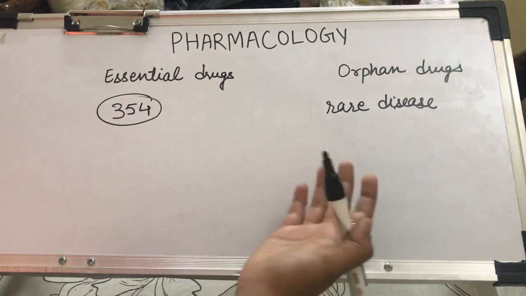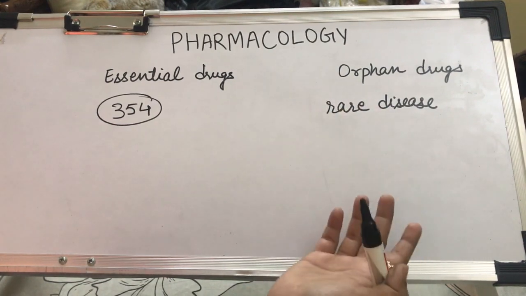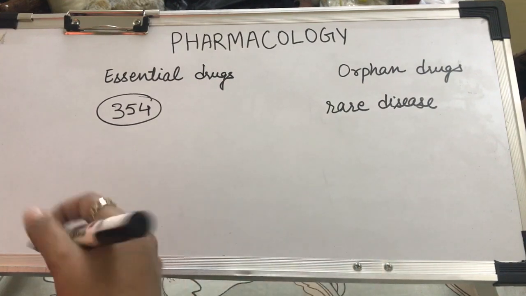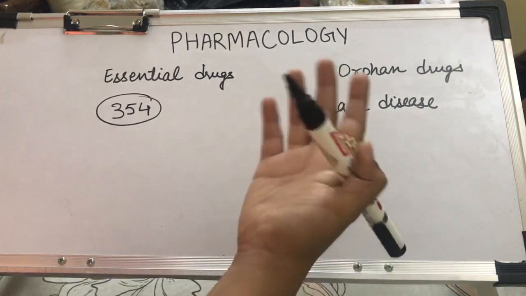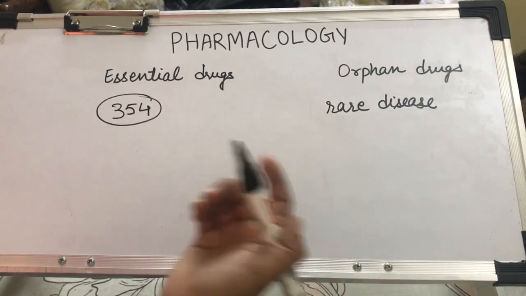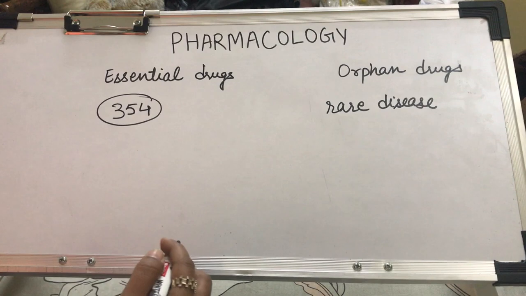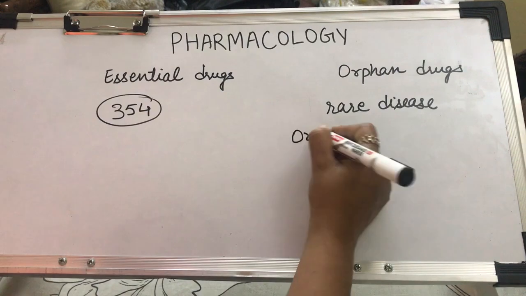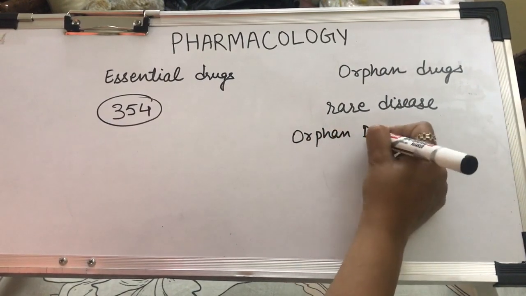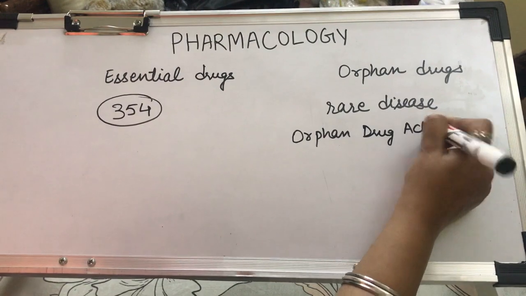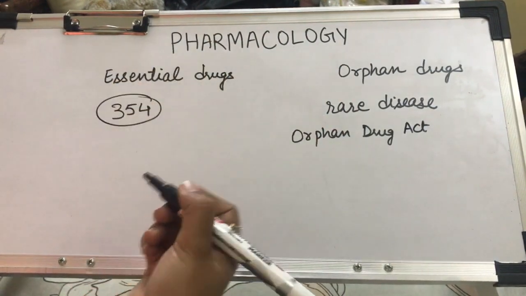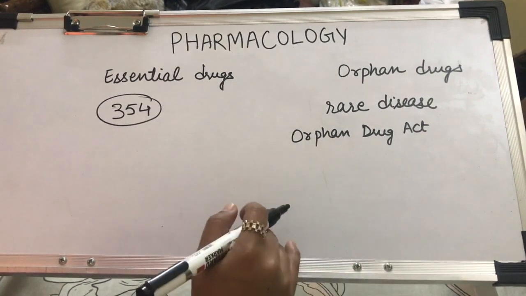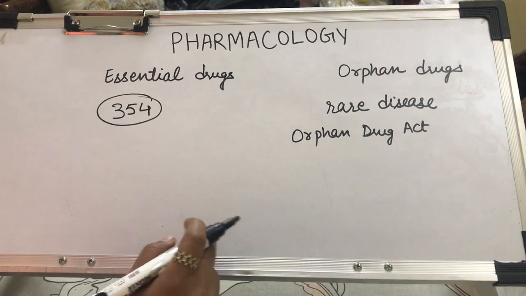But because these rare diseases do exist, these drugs need to be manufactured. So to encourage companies to manufacture these drugs for rare diseases, there is an act known as the Orphan Drug Act in the USA. In that act, they offer tax benefits and certain incentives to the companies which manufacture these orphan drugs.